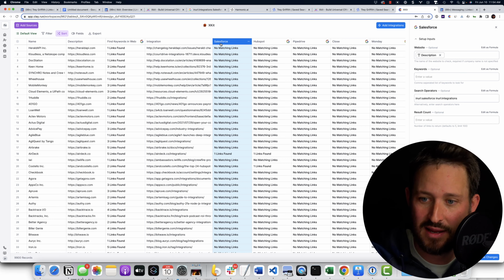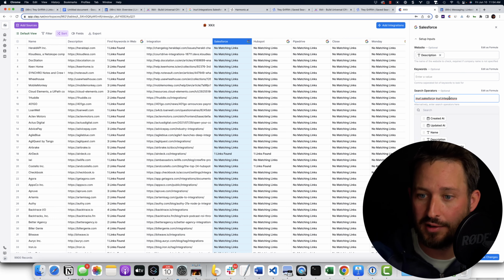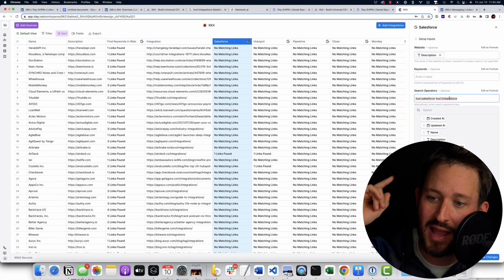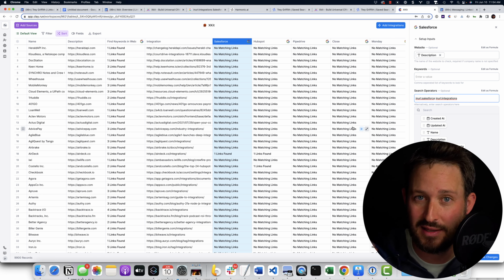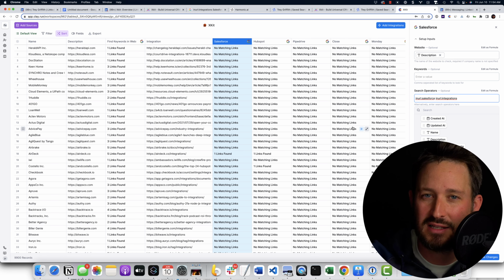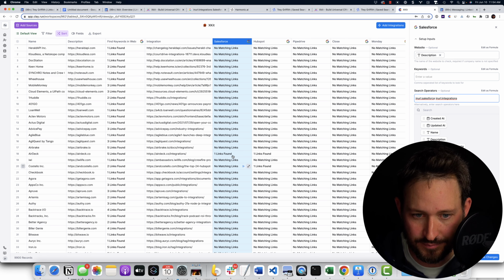But I went even a step further. I said two in URLs. I want to know if both Salesforce and integrations is in the URL, right? Integration/Salesforce. That means that they're an SEO savvy company and Salesforce is really important to them.